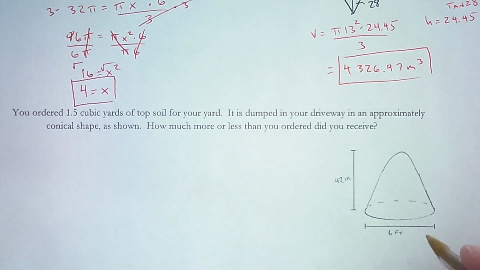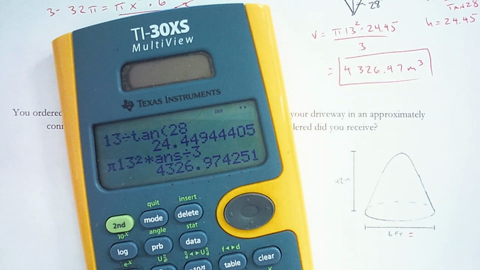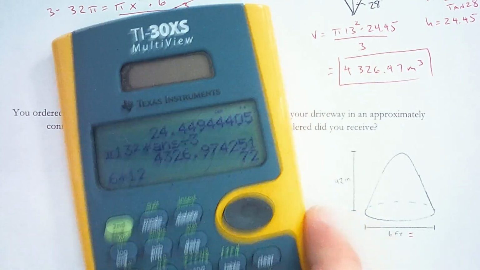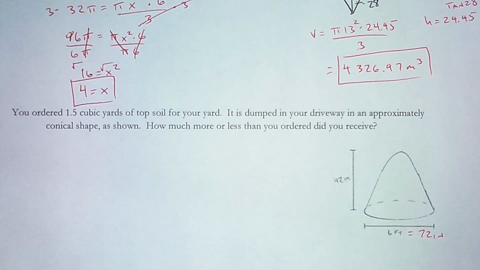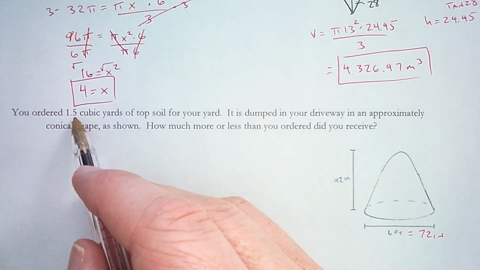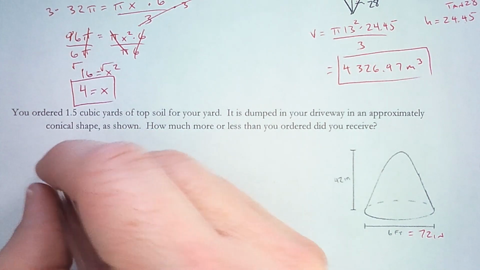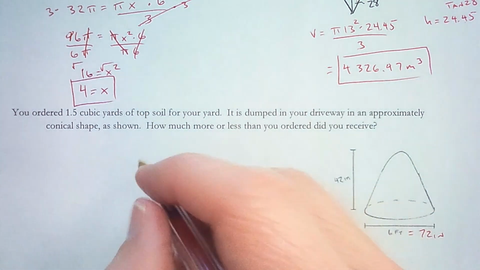So let's put everything in inches. So 6 feet at 12 inches per foot. So I've got 6 times 12. That's 72. So I've got 72 inches here for a diameter. 1.5 cubic yards. We're not going to change that to inches. You know what? We're just going to find out how many cubic yards we got and subtract it from this. So let's just do this in inches.